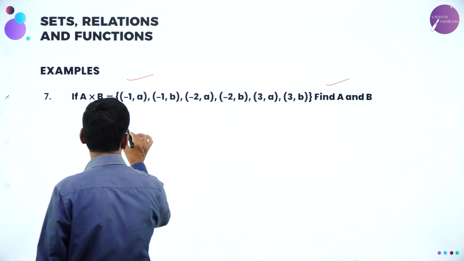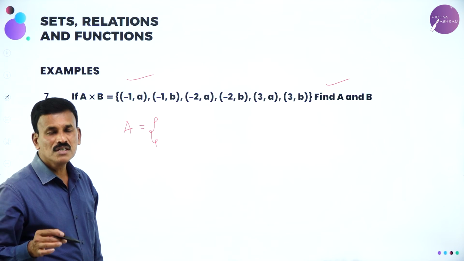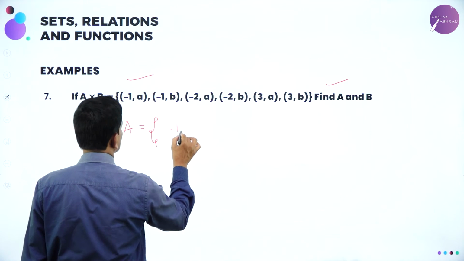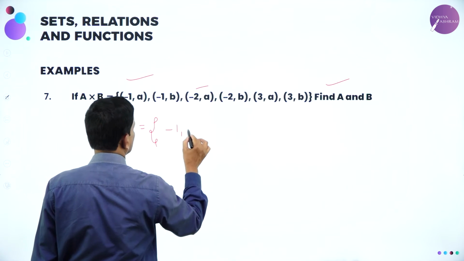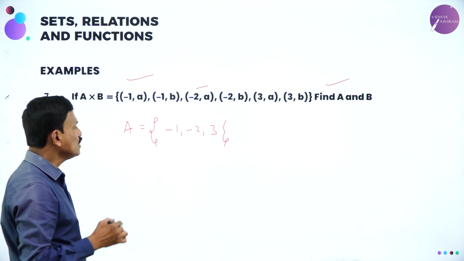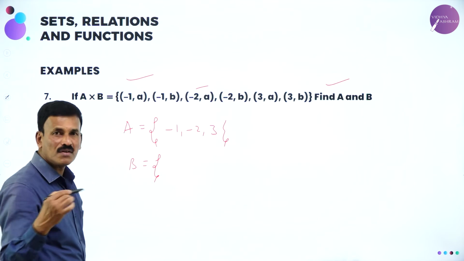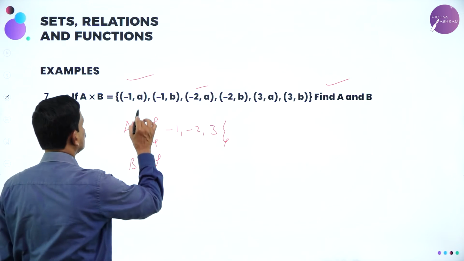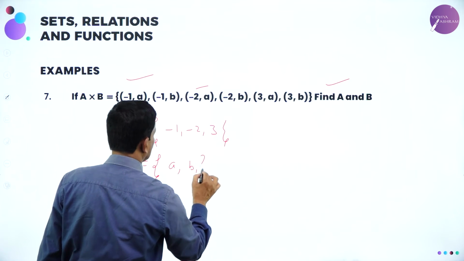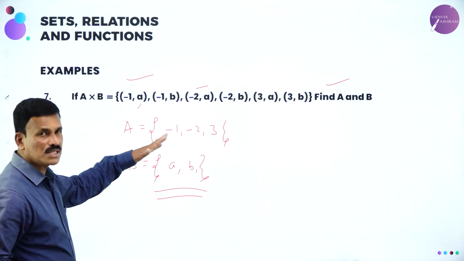Very simple. As you know, A is nothing but all the first elements of the Cartesian product. Set A is the set of all first elements of the Cartesian product. So this contains -1, already -1 we have taken, -2 and 3, that's all. The elements of set A are -1, -2 and 3, and the elements of set B are nothing but the set of all second elements of the Cartesian product. Second elements are a, b, that's all, {a, b}.